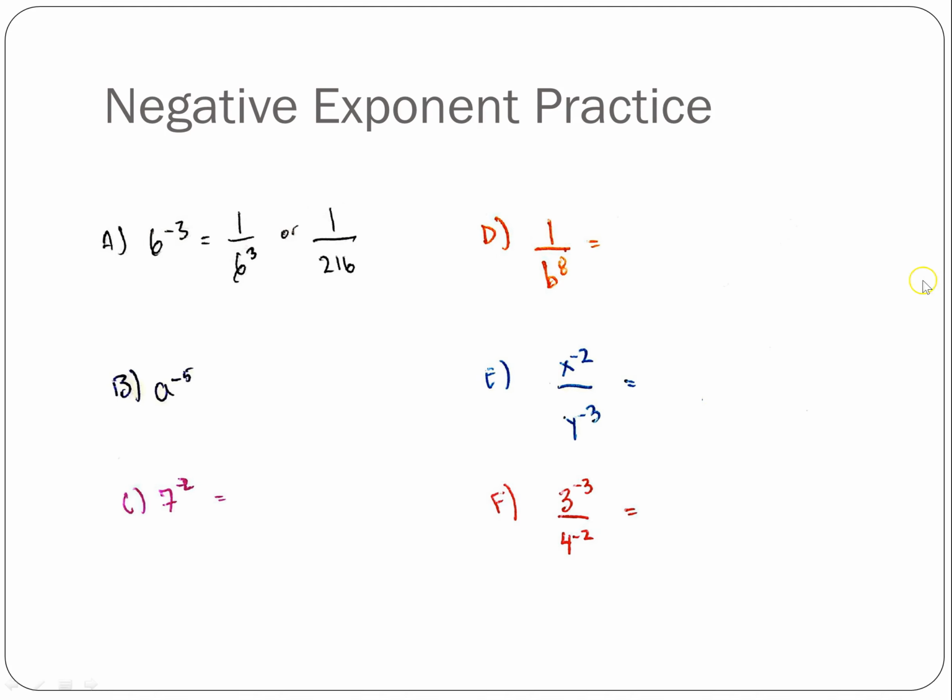Excuse me. So now I'm going to take a look at example D. If I'm rewriting example D, the opposite of A, it becomes b to the negative 8th power. All right, pretty simple. Let's take a look at E.